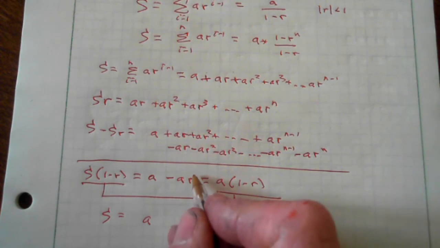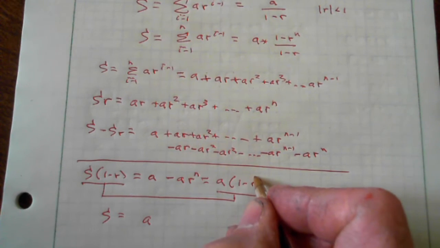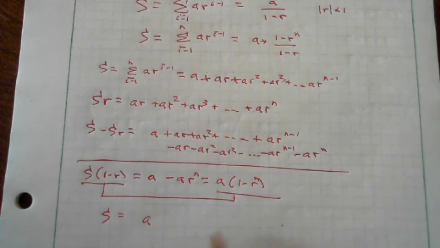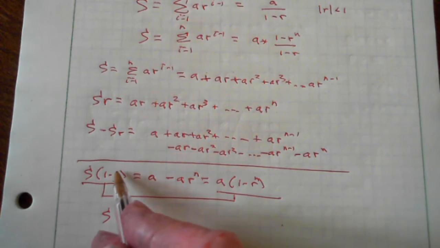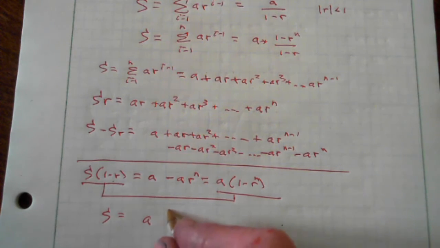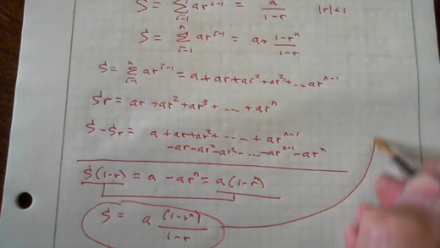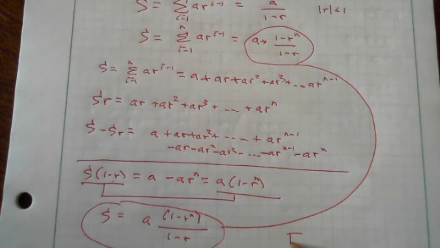You check this out, guys. There's an n right there, and there's an n right there. So now, when I divide both sides by 1 minus r, s times 1 minus r divided by 1 minus r is just s, and a times 1 minus r to the n divided by 1 minus r is that. So check it out. S, which is that sum, equals this guy right there. So that worked out pretty good.